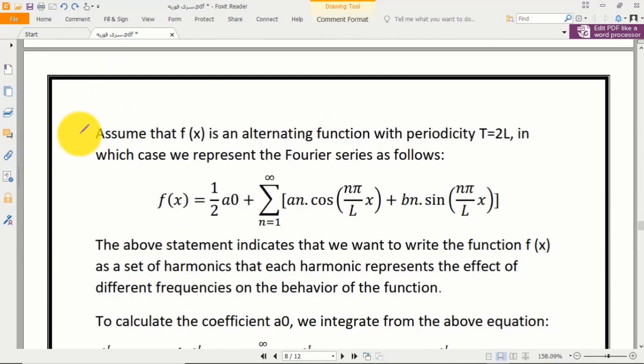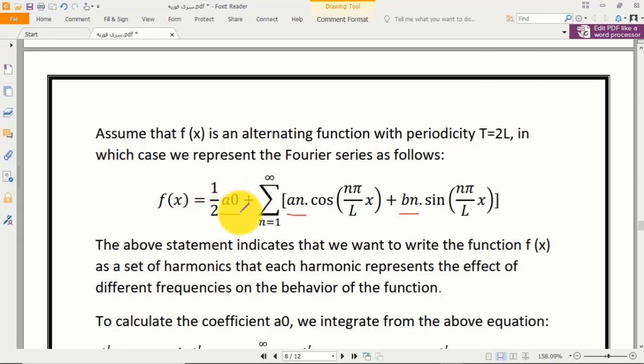Now we're going to compute the Fourier series for periodic functions. That will be half of a sub 0, the constant part, plus the sum from 1 to infinity of a n cosine n pi over L x plus b n sine n pi over L x. The point is, the n pi over L part of these trigonometric functions represents the effect of different frequencies on the behavior of the function. And we aim to compute a sub 0, a n, and b n.